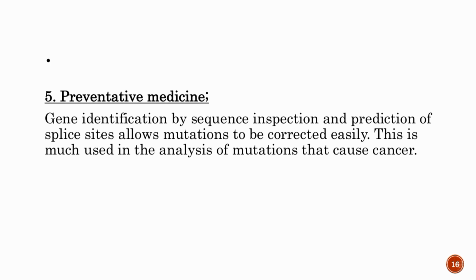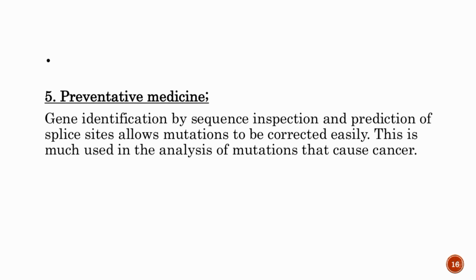So next, preventative medicines. Preventative medicines are those medicines that prevent disease. Gene identification by sequence inspection and prediction of splice sites allow mutations to be corrected easily. So we can first identify the mutation, and after identification we can correct it. This is much used in the analysis of mutations that cause cancer. So this is very helpful for cancer patients.